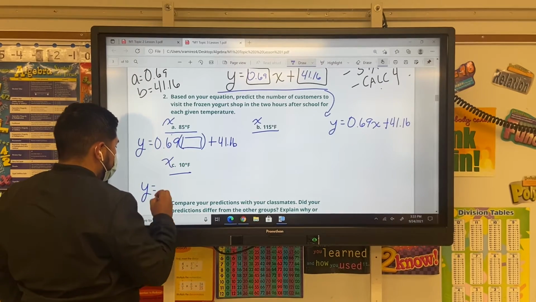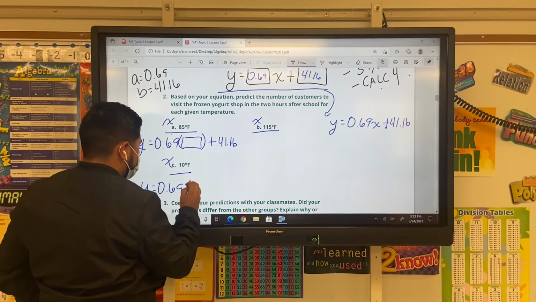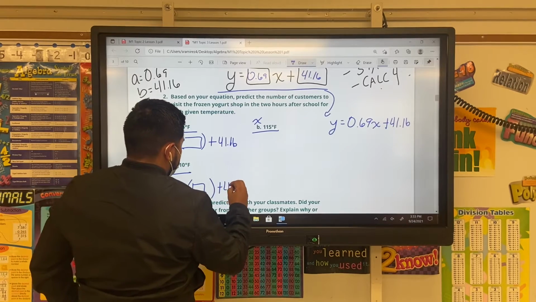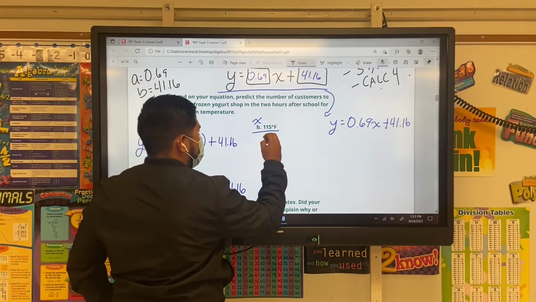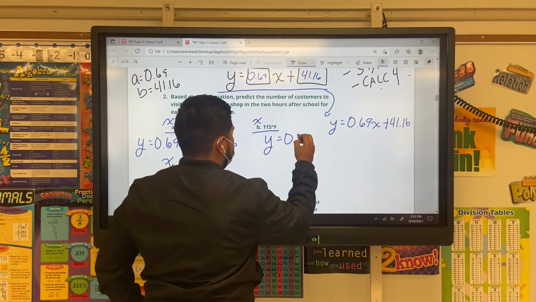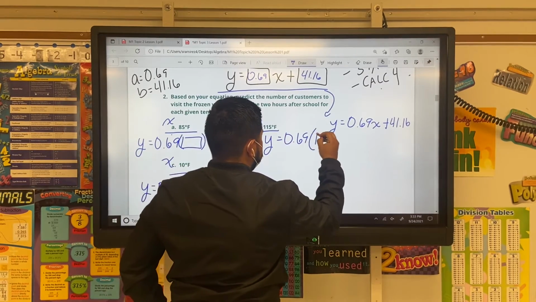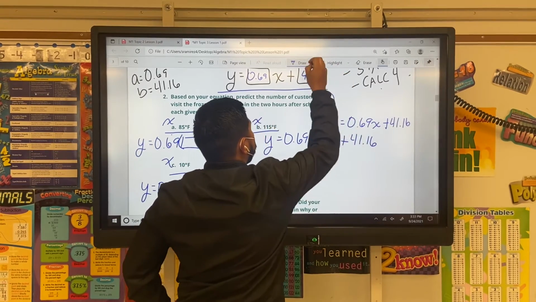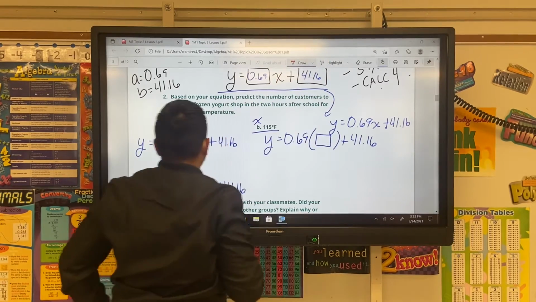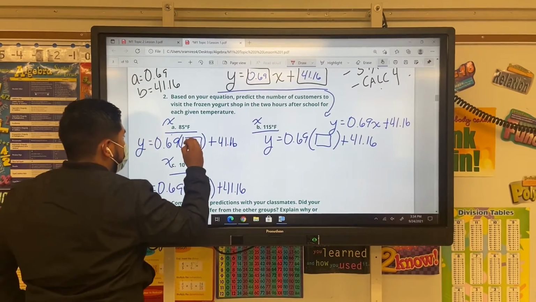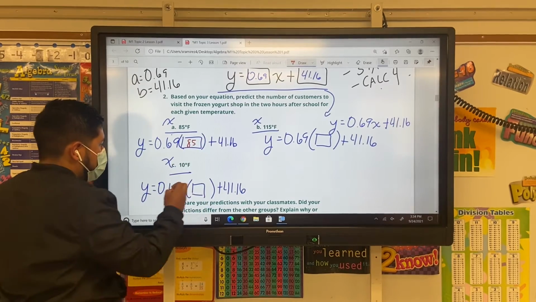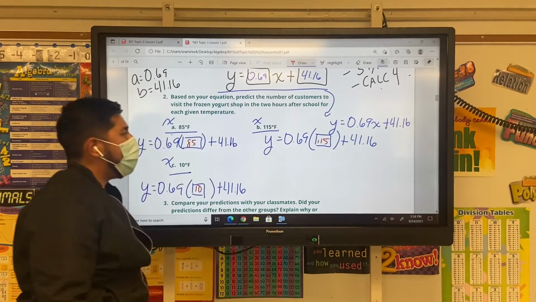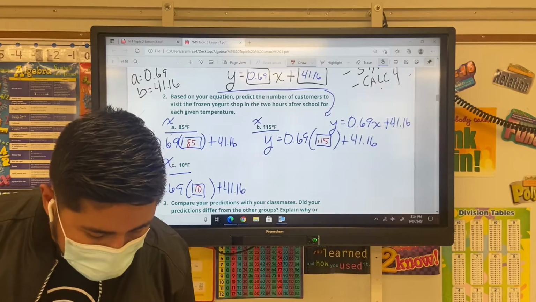Y equals 0.69, parentheses with a box, plus 41.16. Y equals 0.69, parentheses box, plus 41.16. And guess what we're writing in those boxes? The numbers given. 85, 10, 115. And then we just calculate what is necessary.